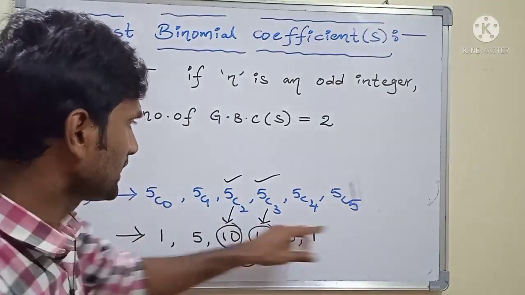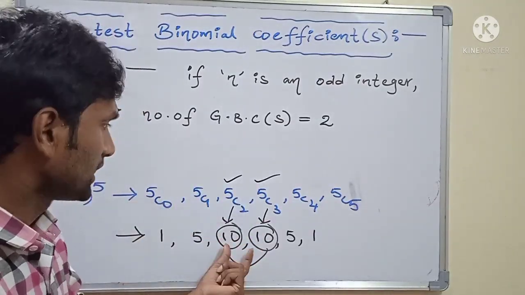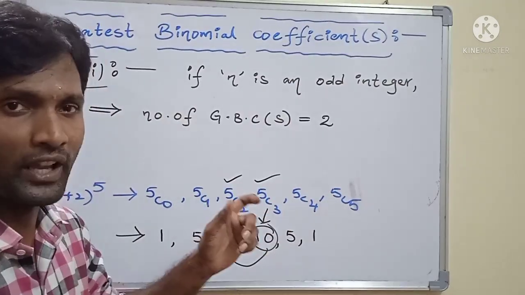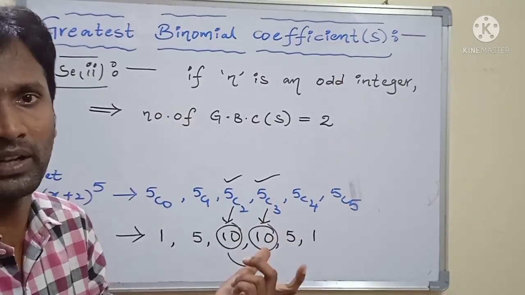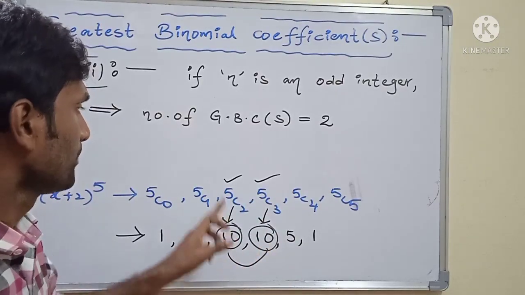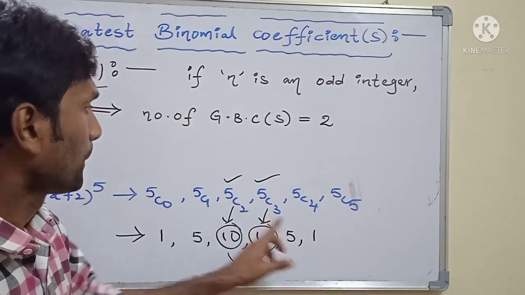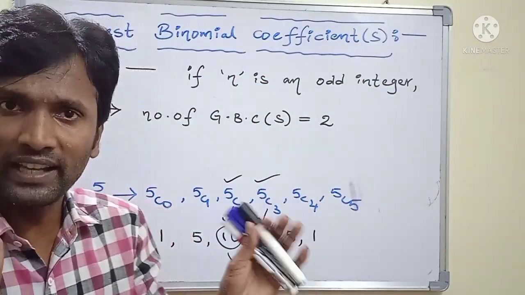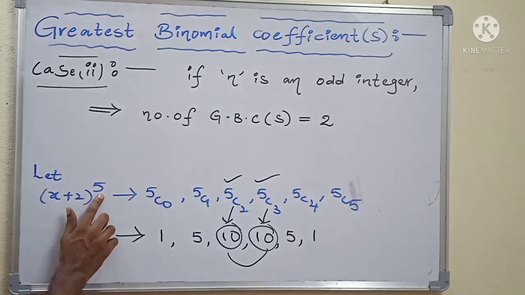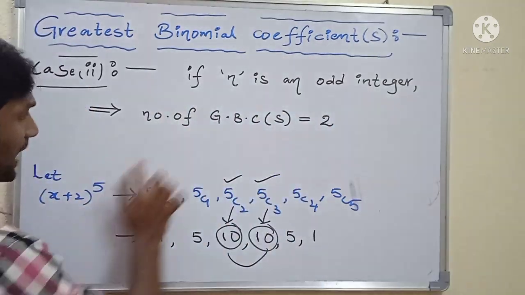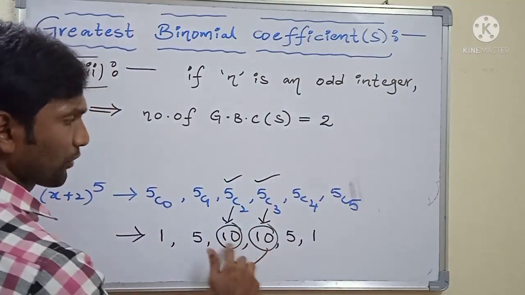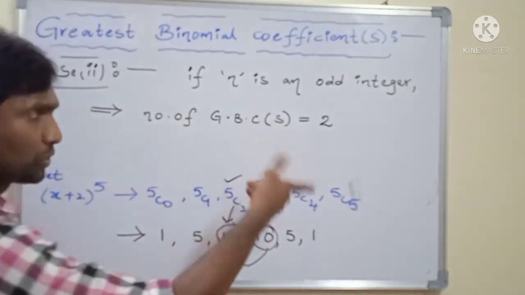That means among all these binomial coefficients, the highest numerical value is 10, where 5C2 and 5C3 both have the highest numerical value of 10. That's why 5C2 and 5C3 are both called the greatest binomial coefficients. So finally we conclude that when n is an odd integer, then the number of greatest binomial coefficients of the given expansion equals 2.